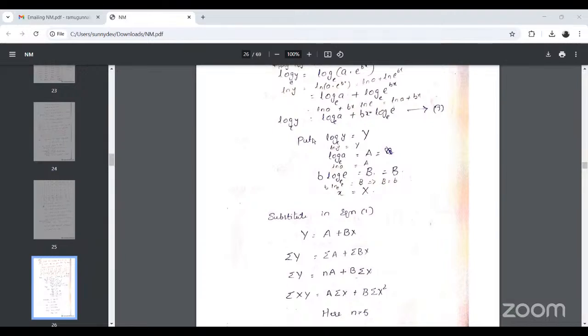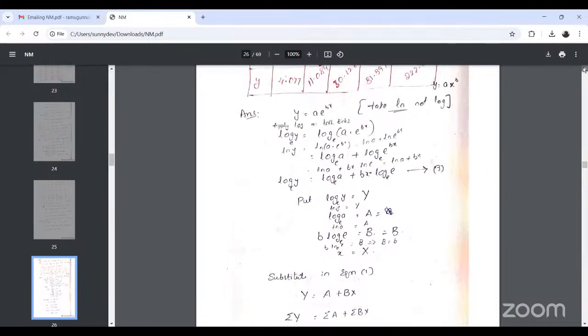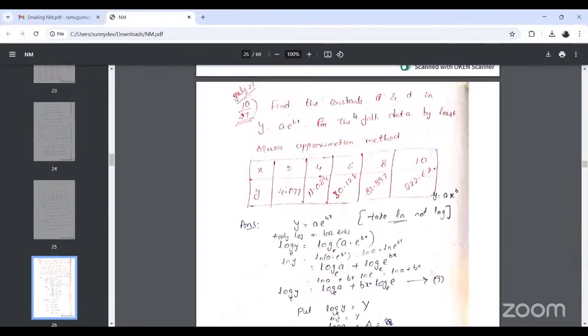So this is the second degree equation and first degree linear equation, how we can solve that. So next we have the exponential function, y equal to a into e power of bx. Apply the log on both sides. So log y equal to log of a into e power of bx. So that is log a plus log e power of bx, that we can write bx into log e base e.